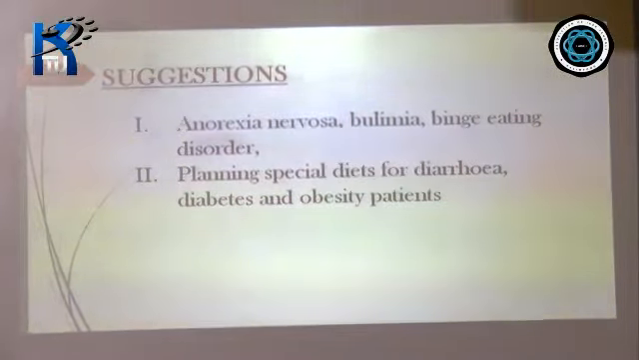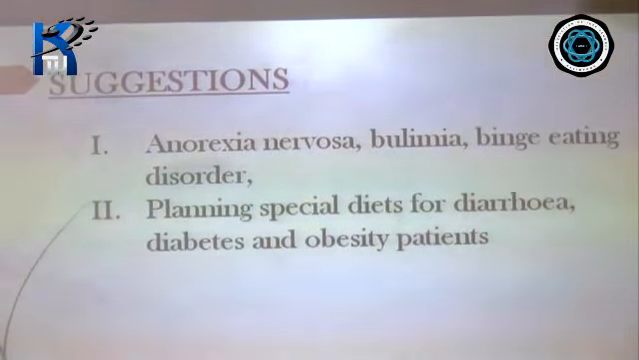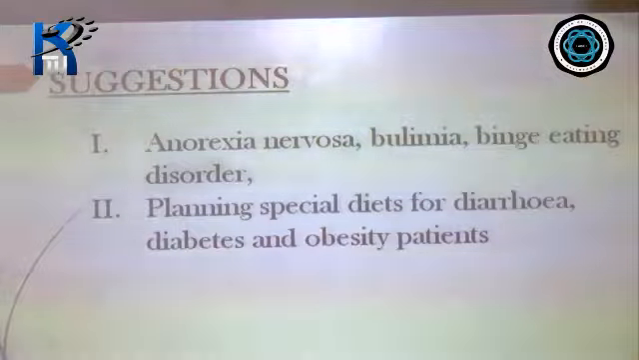I would suggest certain parts of this topic to be studied for this year's paper, that is anorexia nervosa, bulimia, and binge eating disorders. These are some of the problems noticed in society today, and we must keep them in mind when we do meal planning for people suffering from anorexia nervosa, bulimia, binge eating, etc. Then special diets for diarrhea, diabetic and obesity patients are also to be kept in mind.